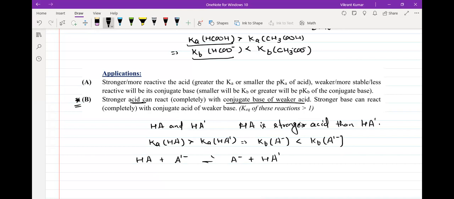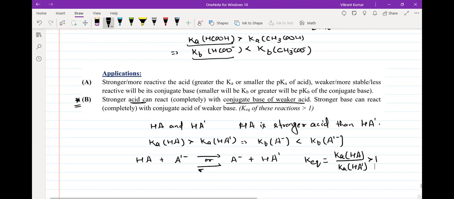Now the claim is this reaction can be practically considered as completed, or we can say reversibility is very less. It will be mostly in the forward direction. Now if you calculate its K equilibrium, it will be found to be Ka of HA upon Ka of HA dash. And we have just studied that Ka of HA is greater than Ka of HA dash. That means K equilibrium will be more than 1. Okay, and that's why we are saying that in such conditions the reaction is considered to be practically completed. Is it okay?